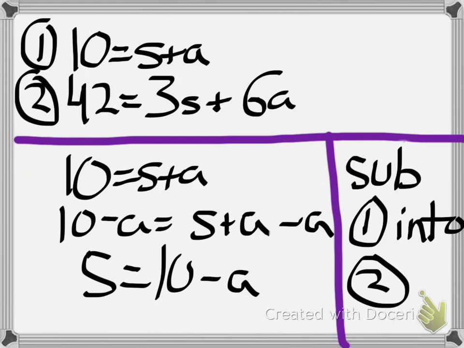So I'm going to rearrange equation 1 so that we know what S is. So 10 equals S plus A, and then you subtract A from both sides, and so you have only S left, so S equals 10 minus A. And then you sub the first equation into the second equation.